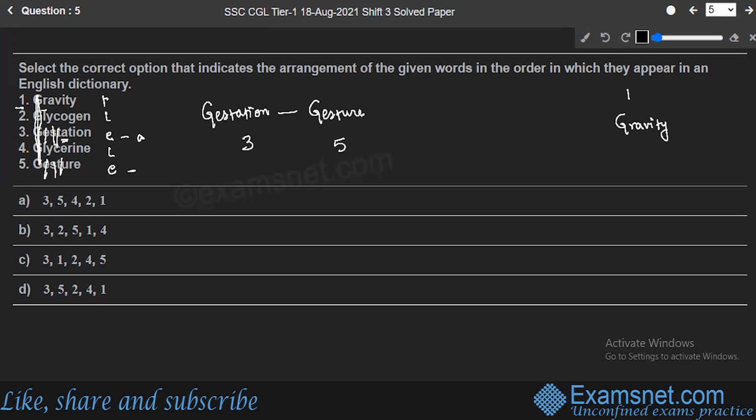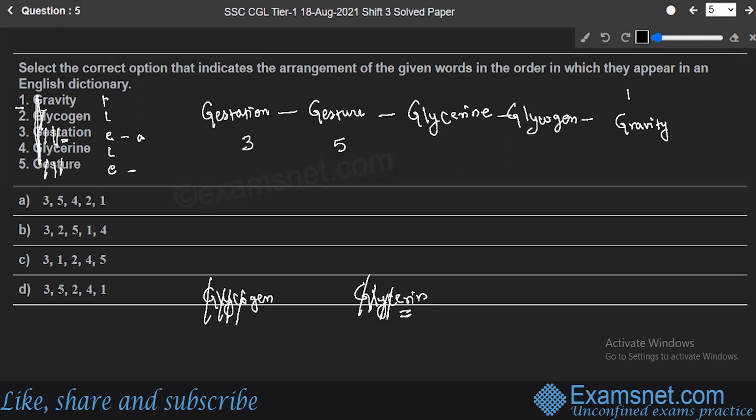Right? Now, seeing the L ones. L and L will cancel, glycogen and glycerin. I'll write down the words over here. Glycogen and glycerin. See, Gly, they cancel. C cancels. You have E first, right? So that means glycerin will come over here. Glycerin and then glycogen and then gravity.